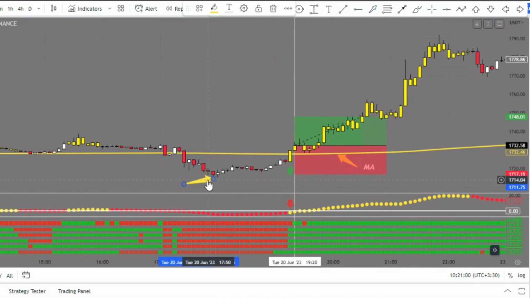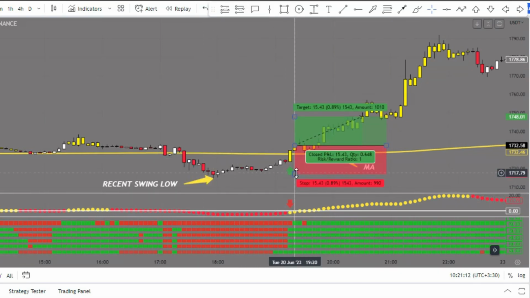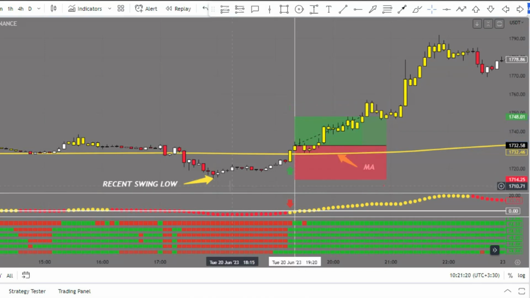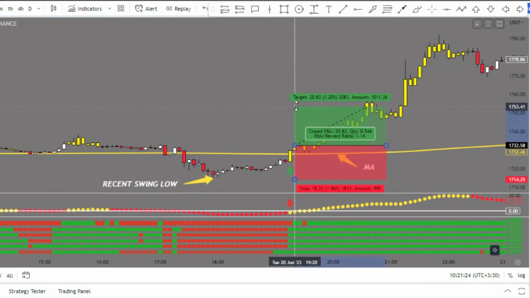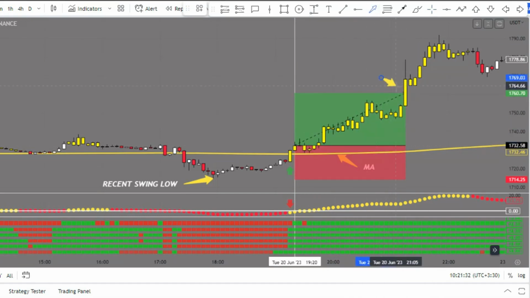Then you're gonna need to set the stop loss below the recent swing low. And finally, we should secure the trading profit at the risk-reward ratio of 1 to 1.5.